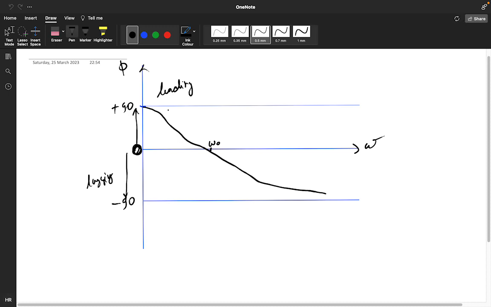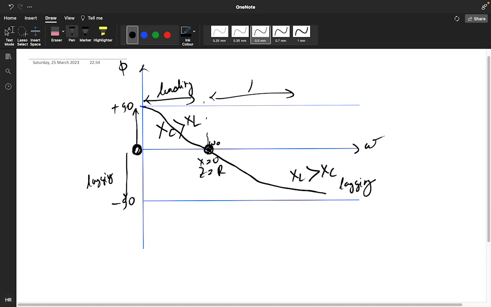So from this particular to this, this is your leading case, that means XC is greater than XL, and this is your omega naught, means X equals 0 and Z equals R. And this particular is your XL greater than XC, and this is your lagging. So this particular is your leading part, and this particular is your lagging part.